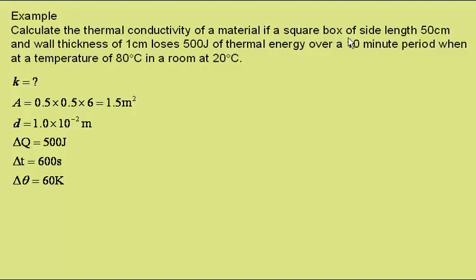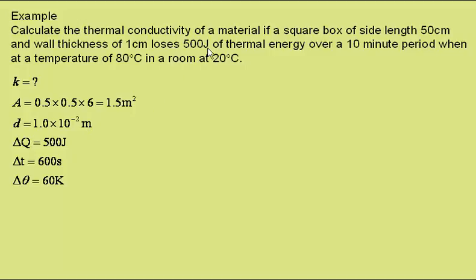We have a square box of side length 50 centimeters, so each side will have an area of 0.5 meters multiplied by 0.5 meters, and there are 6 sides, giving a total area of 1.5 square meters. The wall thickness is 1 centimeter, and that is our D, which I've put down as 1 times 10 to the minus 2 meters, so this is in SI units.